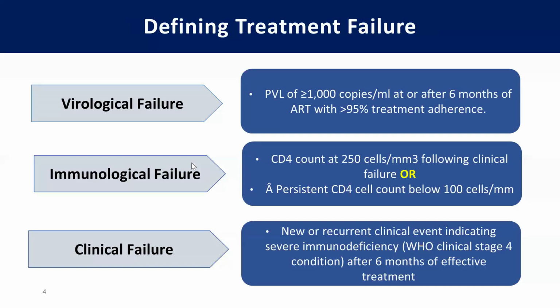Then coming to immunological failure, the CD4 count at 250 cells following clinical failure, or a persistent CD4 cell count below 100. And clinical failure is a scenario where there is new or recurrent clinical event like, say, TB, PCP pneumonia, or any OI indicating severe immunodeficiency, that is WHO clinical stage 4 condition, after 6 months of effective treatment. So patient has taken more than 6 months ART and now he is developing an infection like disseminated TB or any stage 4 WHO clinical condition. So that will be clinical failure.